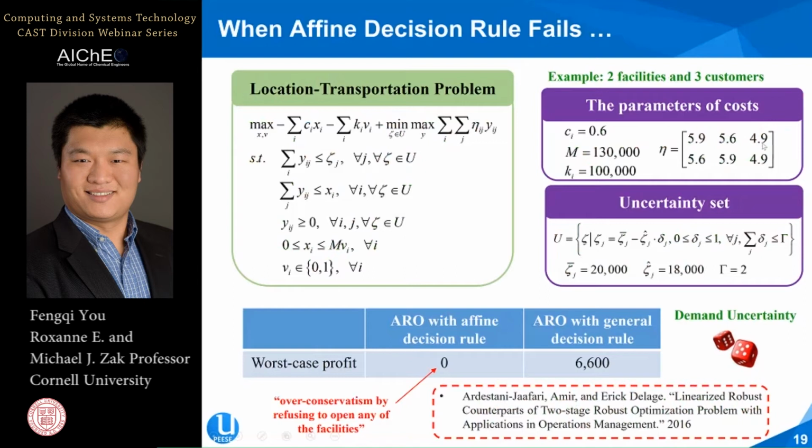And if you do this uncertainty set at least. The key point here is looking at this table here. If you use the affine decision rule or linear decision rule, the solution is giving you 0.